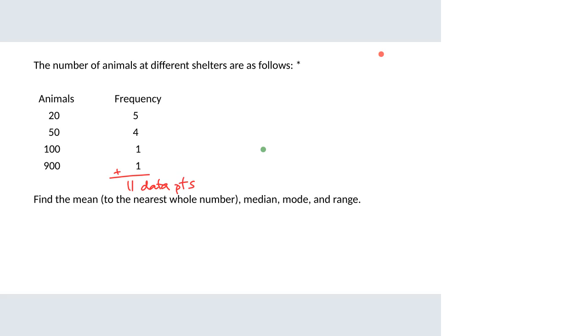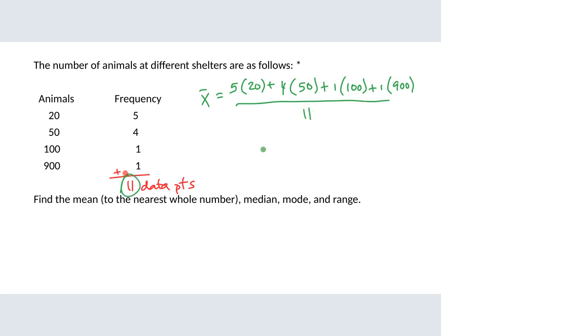And the mean here, let's see, all right, well, I have 5 20s, so I'll do 5 times 20. I have 4 50s, so we'll do 4 times 50. We have 1 100, and we have 1 900. And we need to divide that by 11 because we have 11 data points.